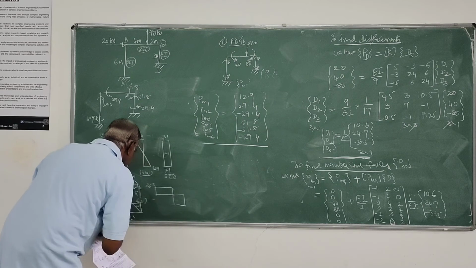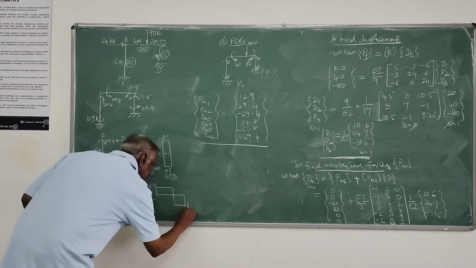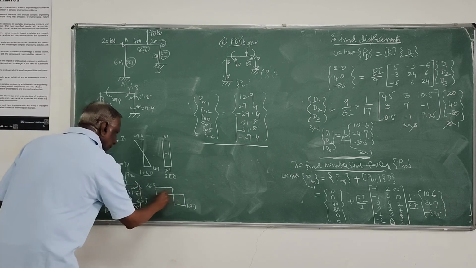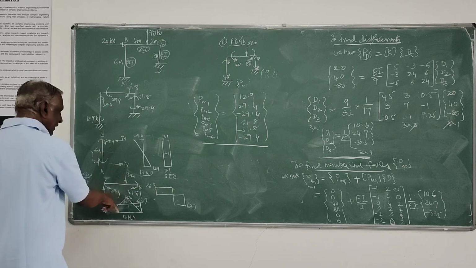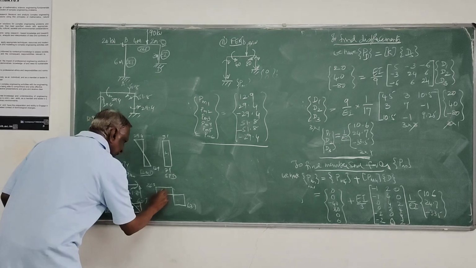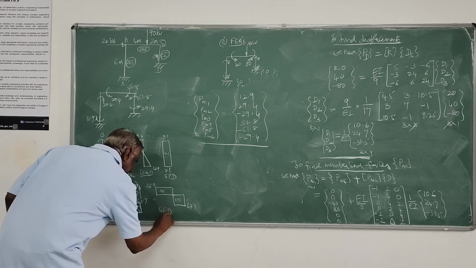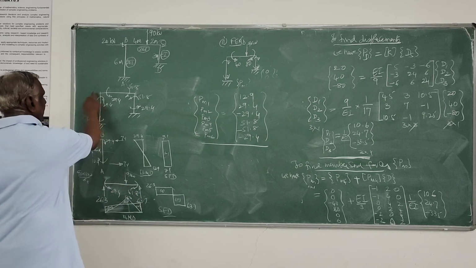This is 63.7. This is 26.3, 63.7. This sum has to be 90. Yes, sir, it has to be. So this is positive, this is negative. This is the SFD. BMD and SFD for member BC.